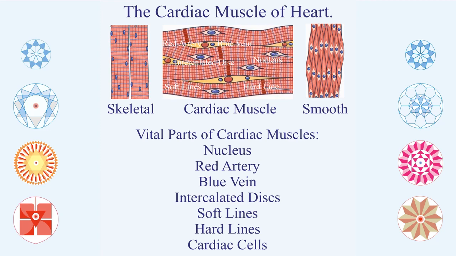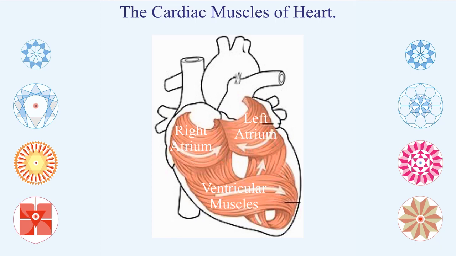smooth muscles of GIT, let's go to this particular picture. You can see the cardiac muscles in the right atrium and left atrium. Right atrium from outside it comes to inside, and left atrium from outside it comes to inside. That movement is very circular.